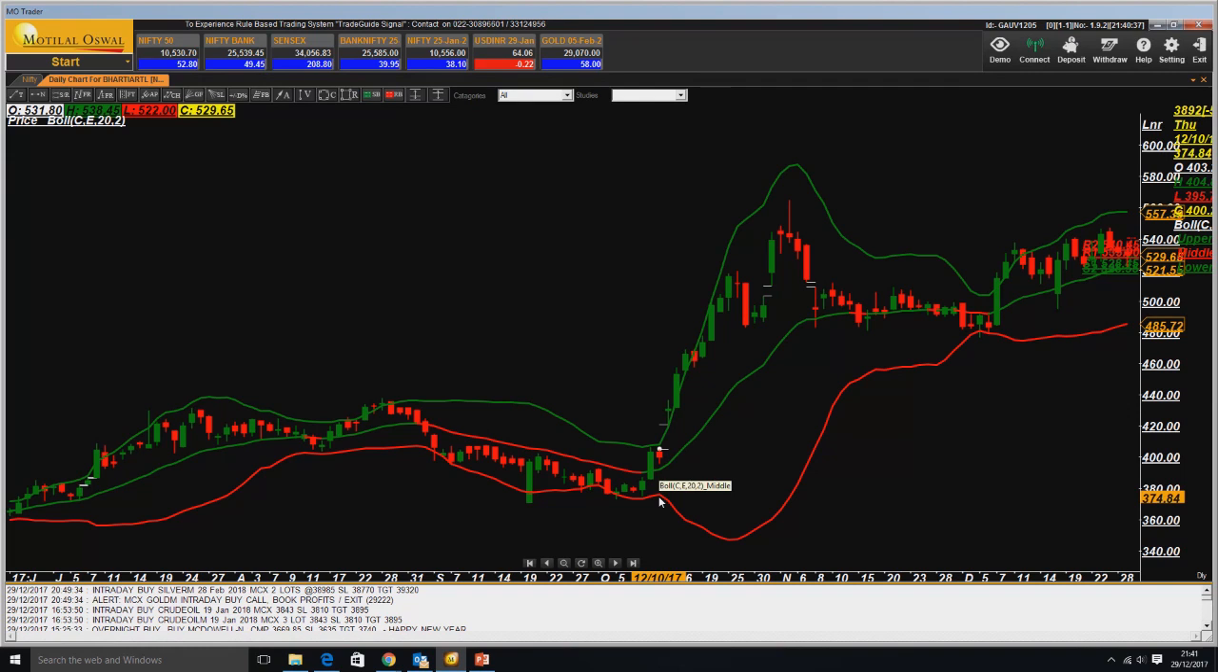Because you see, the concept is all these values are actually optimizing themselves with reference to the central line, which is 20 EMA in this case, as to how far the price can go in the upward direction, and also how far the price can go into the downward direction.